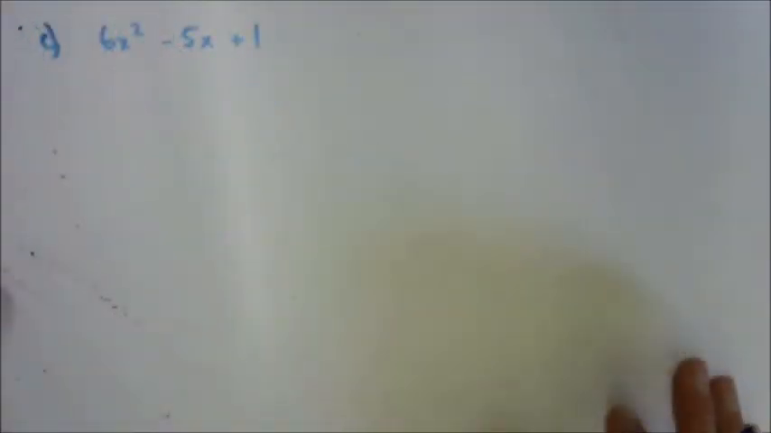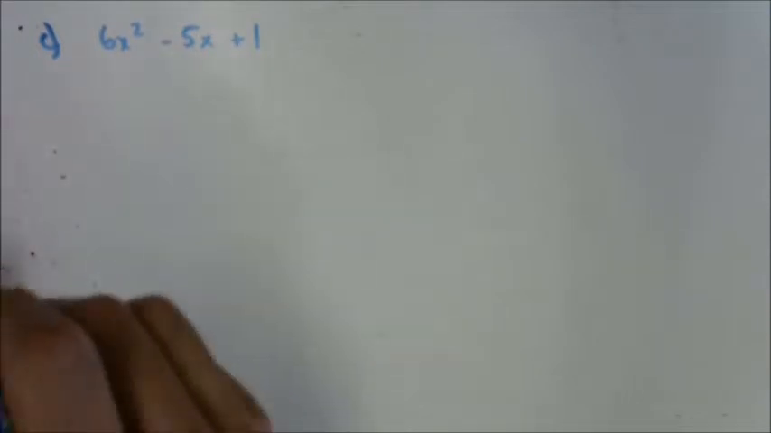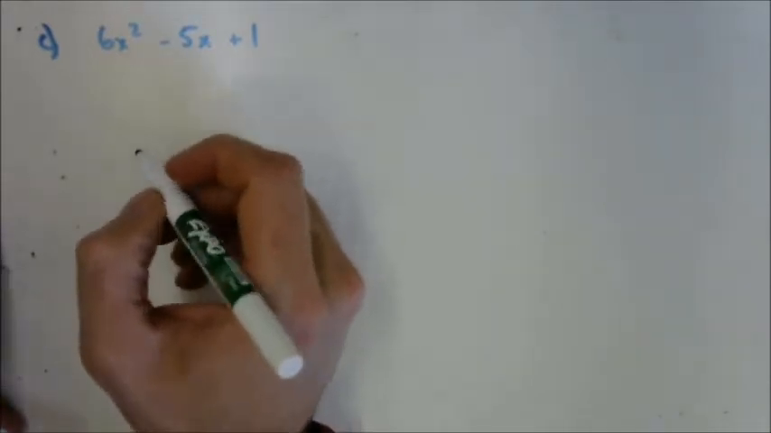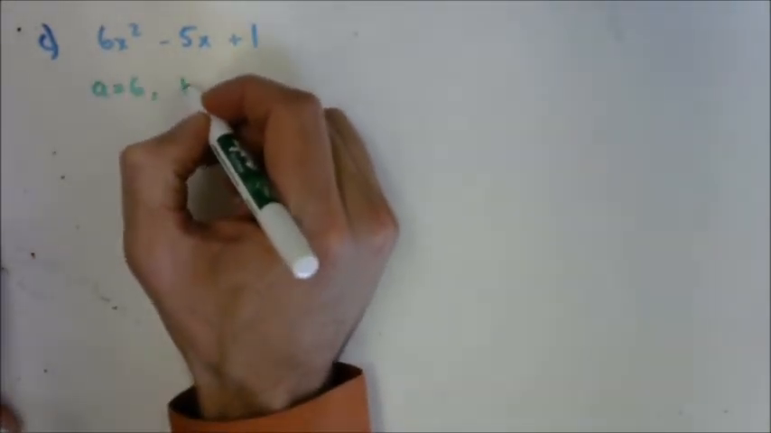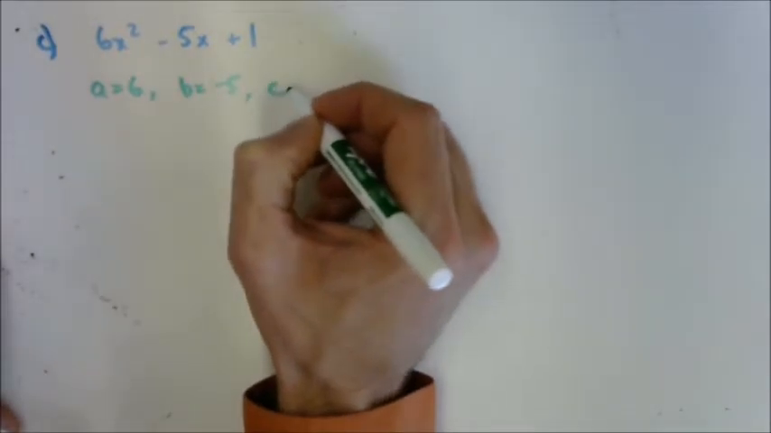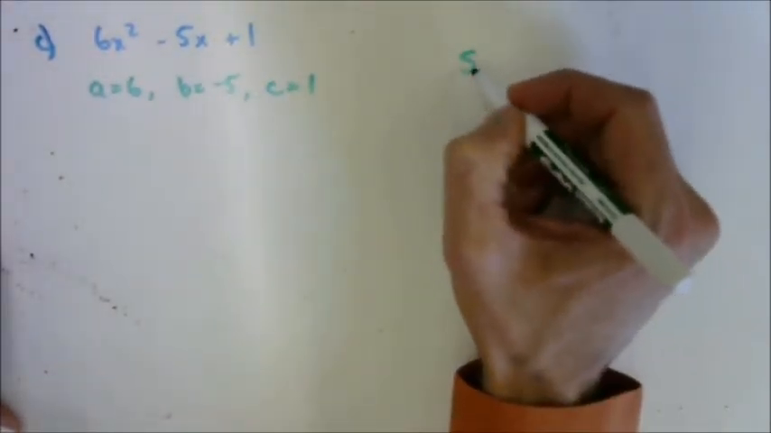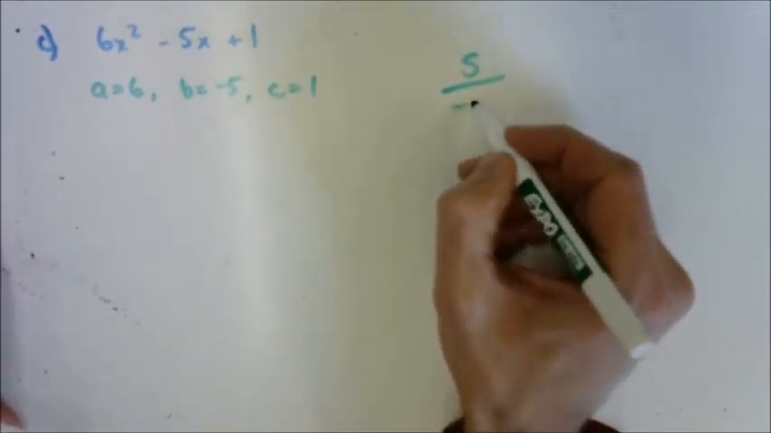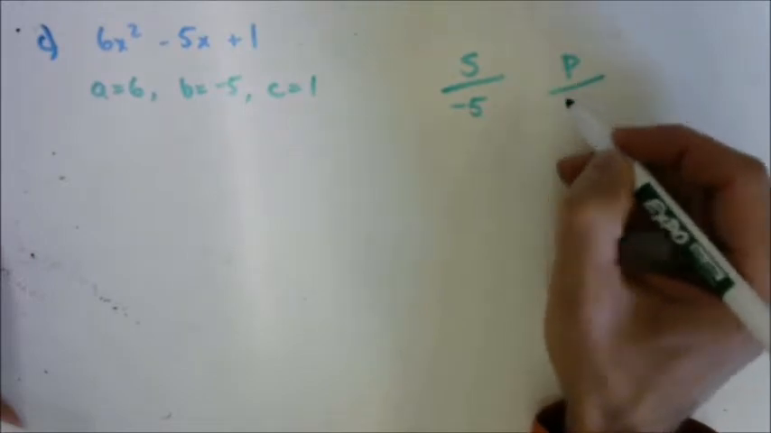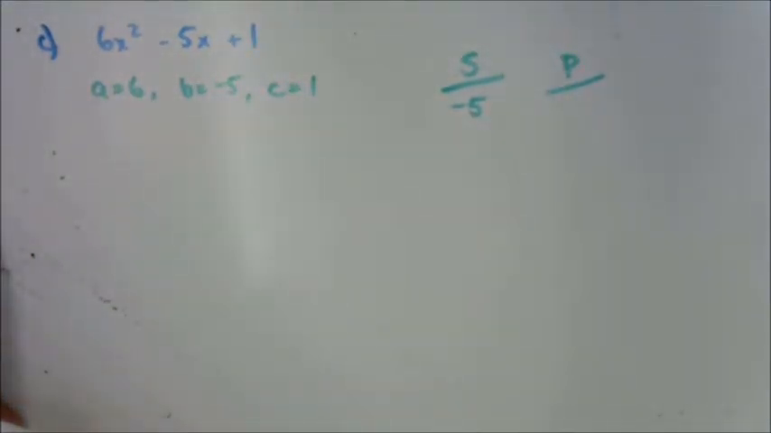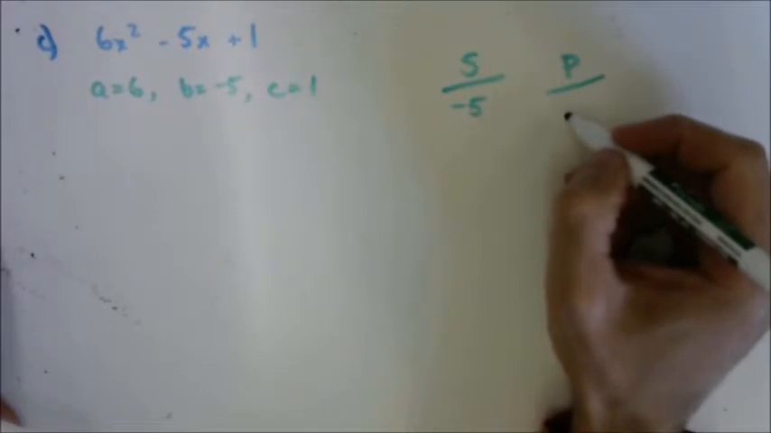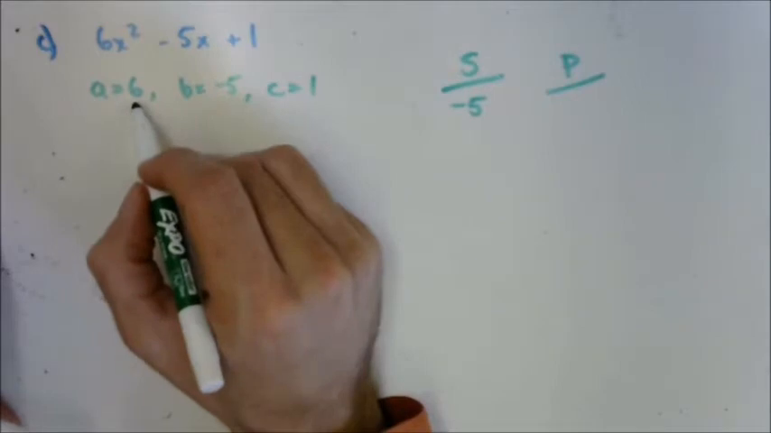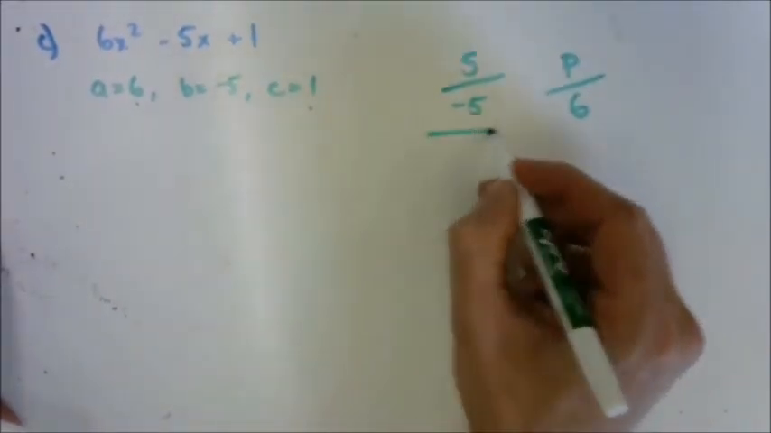In C, we're dealing with the trinomial 6x squared minus 5x plus 1. Can somebody please identify A, B, C for me? A is 6, B is negative 5, and C is 1. Good. That means we're looking for a sum of negative 5, and a product of 6, A times C. So it's still a times c, but c is 1. So we've got 6 times 1. We're looking for a product of 6.